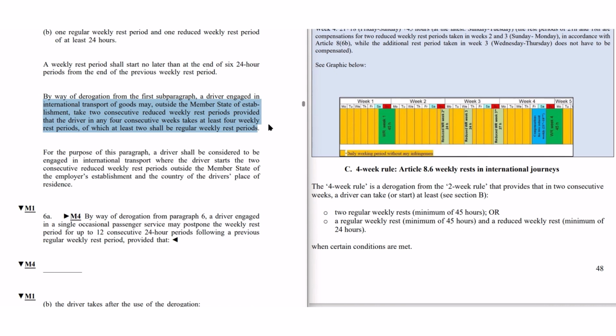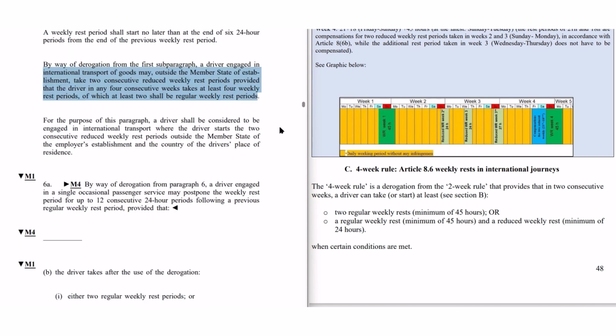Now let's visualize this on a timeline using the trace document. This document illustrates the 4-week period clearly. Week 1 includes a 45-hour rest, week 2 has a 24-hour reduced rest, week 3 includes another reduced rest, for the sake of the example, and week 4 finishes with another 45-hour regular rest. This shows that the law looks at the structure across any 4 consecutive weeks. If you shift the 4-week window, e.g., starting from week 2 to week 5, it still must meet the requirement for weekly rest periods with at least 2 being regular, at least 45 hours.